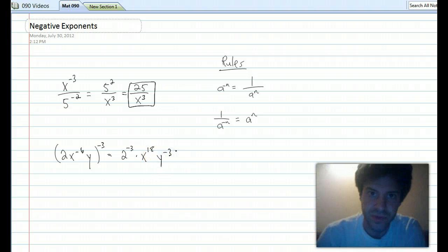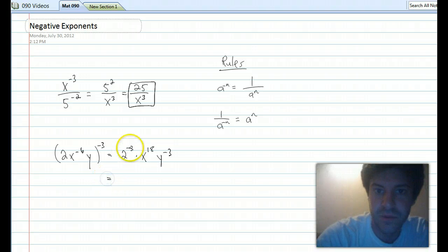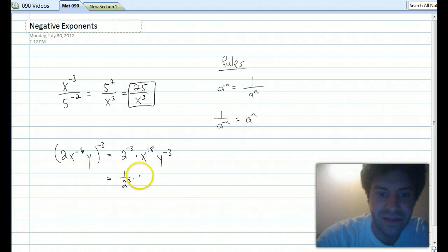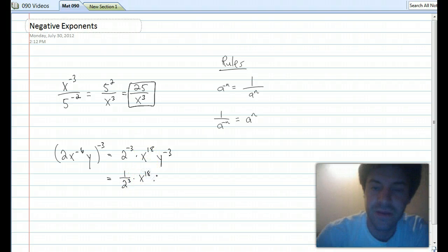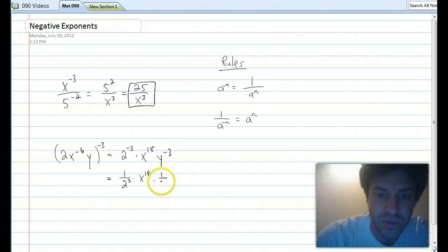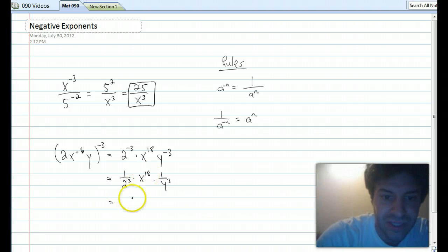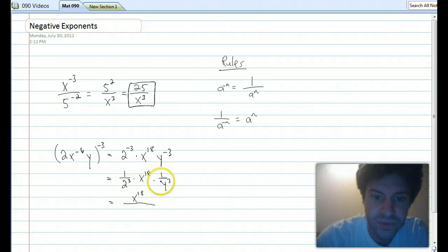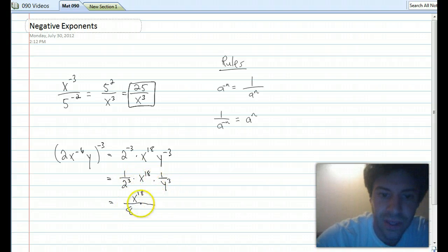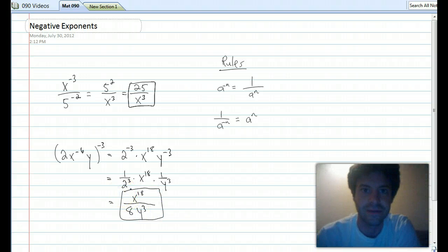Now we have two negative exponents left and we want to get rid of them. So 2 to the negative third can be written as 1 over 2 cubed. X to the 18th can just be written the way it is. And y to the negative third can be written as 1 over y cubed. Put all three of these together, and what we have in the numerator is simply an x to the 18th power. In the denominator we have 2 cubed and y cubed. Well, what's 2 cubed? That's 8. And y cubed. And our simplest answer is going to look just like that.